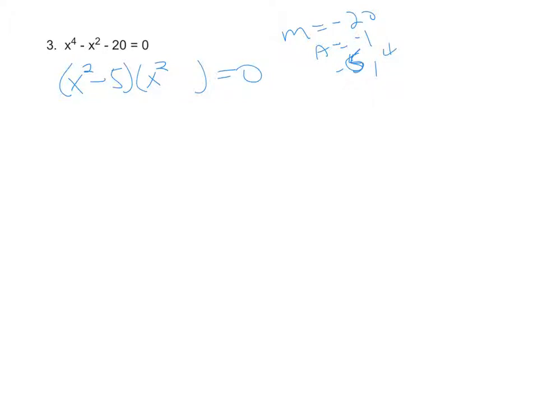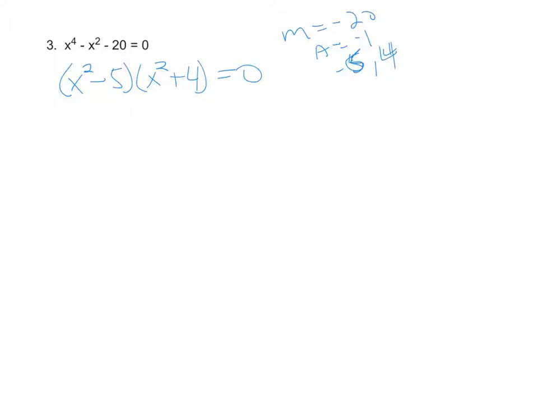This last example has x to the 4th, so I'm looking for 4 solutions. And this is a trinomial, so I'm going to factor it like we do our trinomials that are just x squared, but instead of having an x and an x, I'll have an x squared and an x squared. I still want to do the multiply to equal negative 20 and add to equal negative 1. So my two numbers are negative 5 and 4. And instead of me having just an x minus 5 and an x plus 4, I'm going to have an x squared minus 5 and an x squared plus 4.